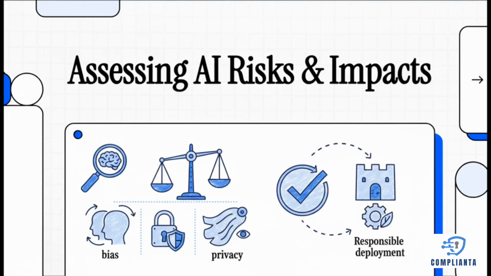Okay, so chances are your organization can probably make a list of all the AI systems it's using, right? But here's the thing. That's just a list. It's an inventory. The real question, the one that actually matters, is which of those systems could seriously hurt your business? Figuring that out is everything. And that's exactly what we're going to dive into today.